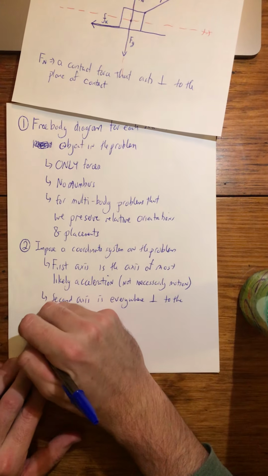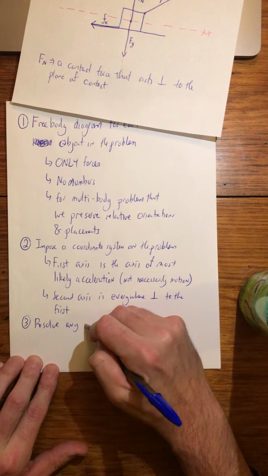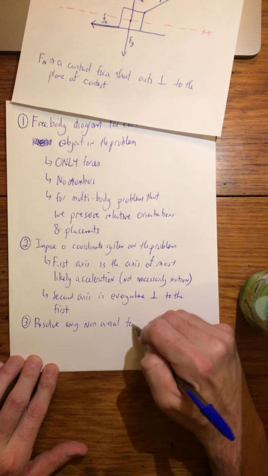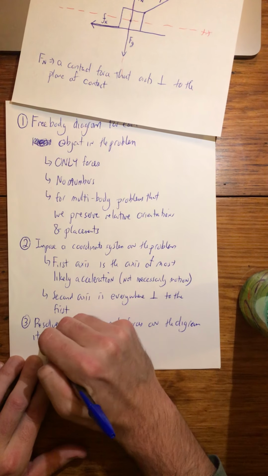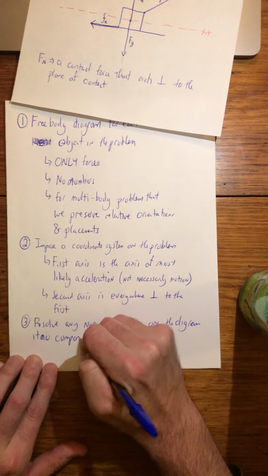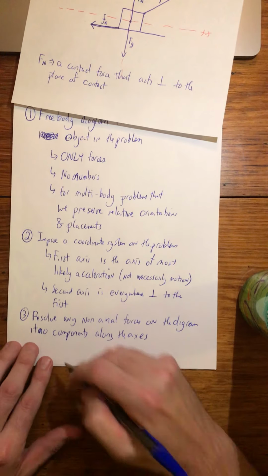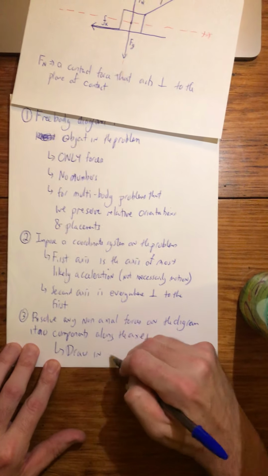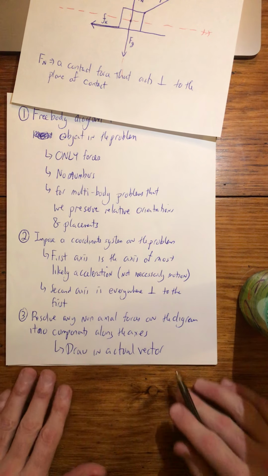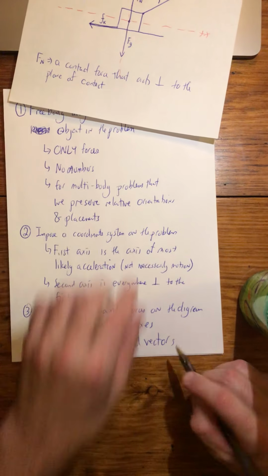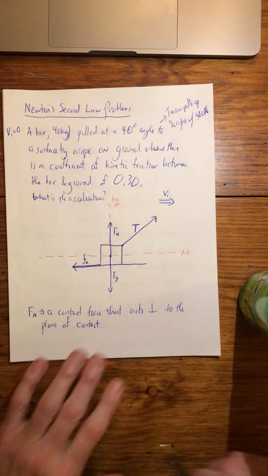So step 3, what we're going to do now is we're going to resolve any non-axial forces on the diagram into components along the axes, okay? And we're actually going to draw them in. So draw in actual vectors. None of this dotted line crap for this. Dotted lines are for axes and for guidelines. Okay, so here we have a non-axial vector, we have the tension, so I need an x component of the tension and a y component of the tension.